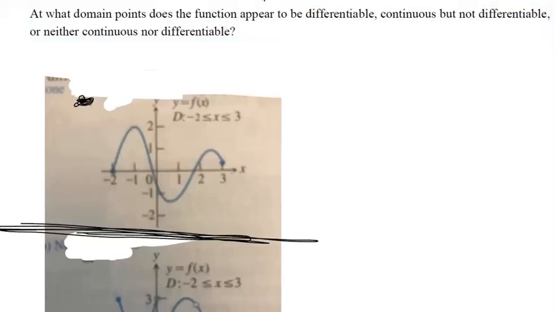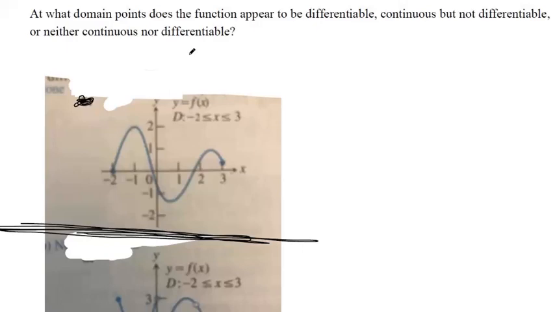So we're supposed to use these graphs to determine the domain points where it's differentiable, where it's continuous but not differentiable, or neither continuous nor differentiable. Okay? So one thing our text talks about is that differentiability implies continuity. In other words, if you can take a derivative at a point, then that point is also continuous. Put another way, if you can find the instantaneous slope, the tangent slope, at a point, then it's continuous at that point.